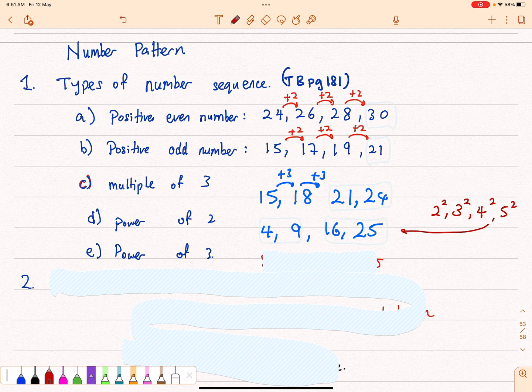Similarly, for cube, I could do 2 cube to get the 8, and 3 cube to get 27, 4 cube, and 5 cube. Okay, but today we are going to look at one particular type of pattern, and later on we want to see how we can apply this into questions.